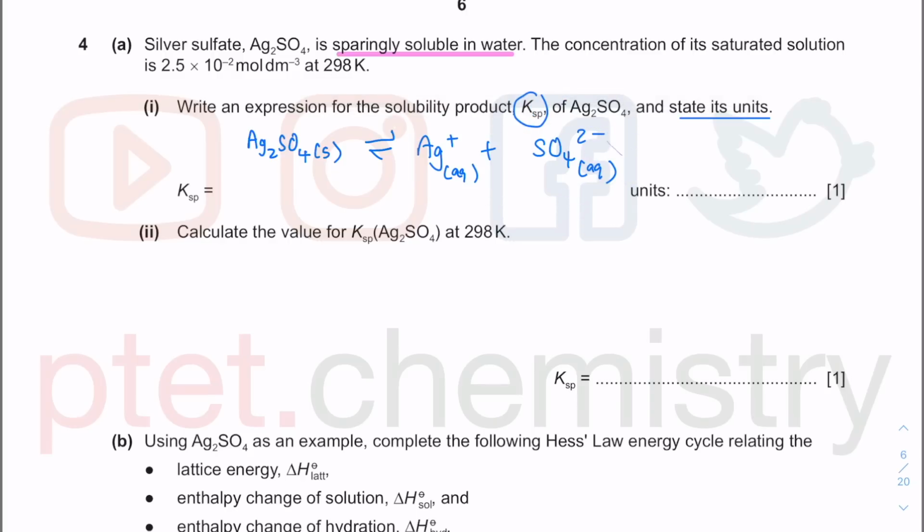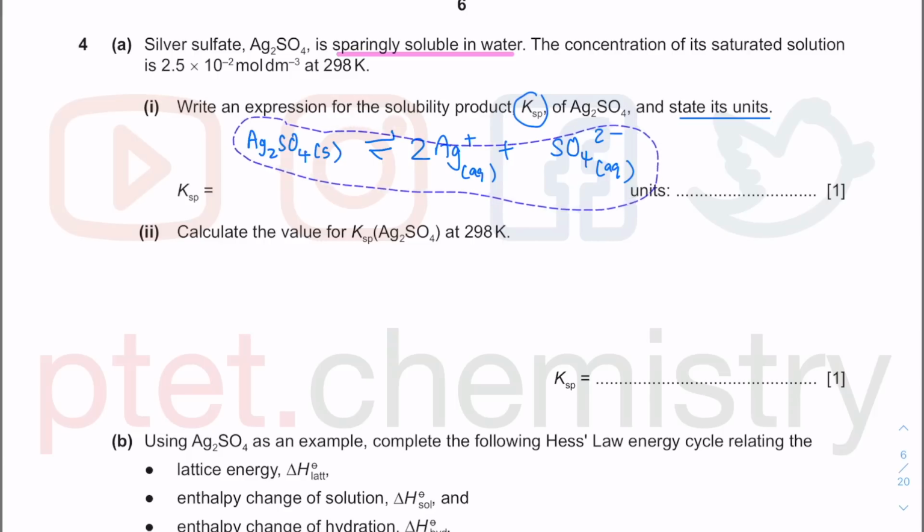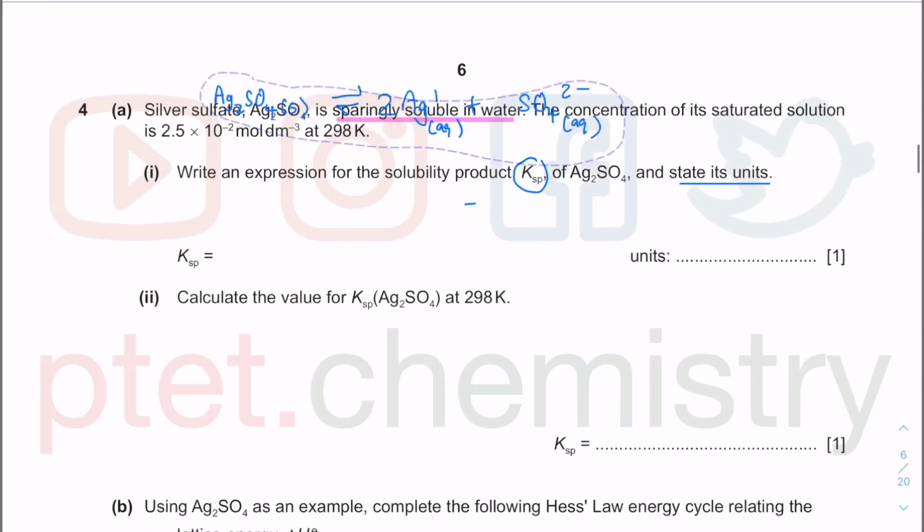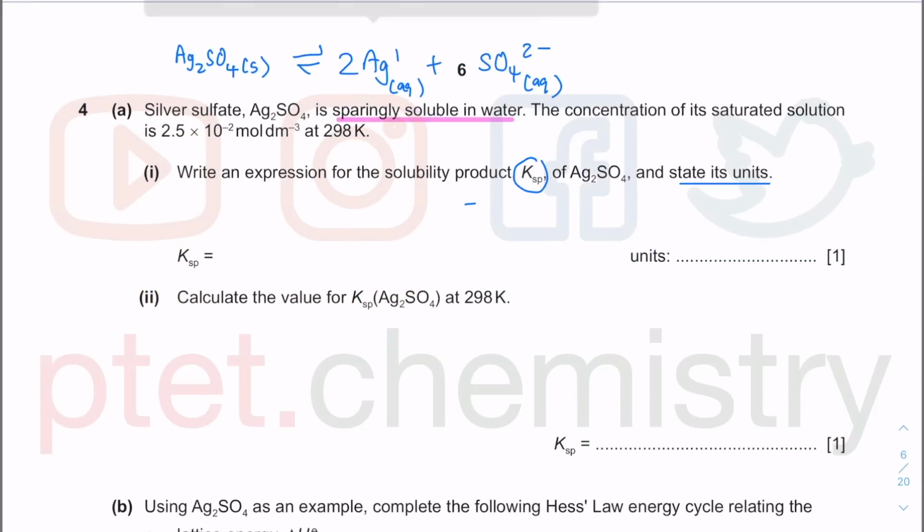Hang on, just give me a minute. Don't know why this thing doesn't move properly. So 2 Ag+ because I have 2 Ag+ there, and 1 of the sulfate gives you 1 of the sulfate. They want the Ksp expression. So what I don't want to do is write that as the Ksp expression. We should write the proper answer in here.